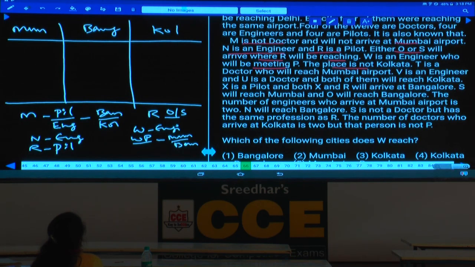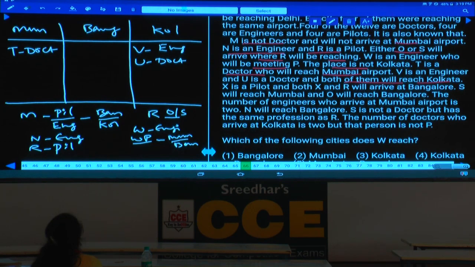And T is a doctor who will reach Mumbai airport. V is an engineer and U is a doctor, and both of them will reach Kolkata. Who are those two? V and U. What is the profession of V? V, an engineer, and U, a doctor. These 2 persons are reaching Kolkata airport.